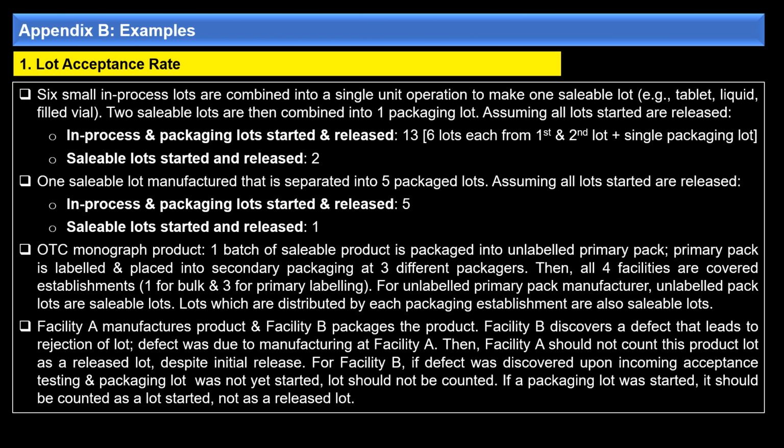For Facility B, if the defect was discovered upon incoming acceptance testing and the packing lot was not yet started, the lot should not be counted. If a packing lot was started, it should be counted as a lot started, not as a lot released.